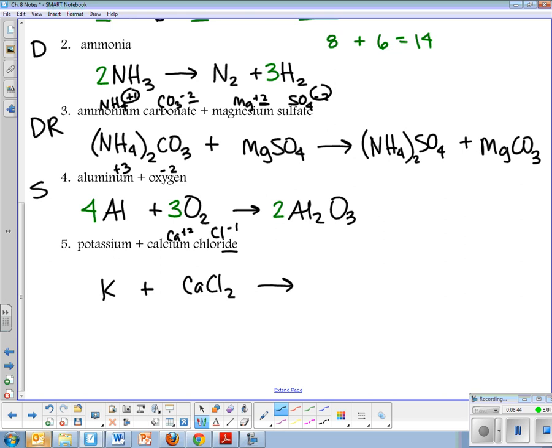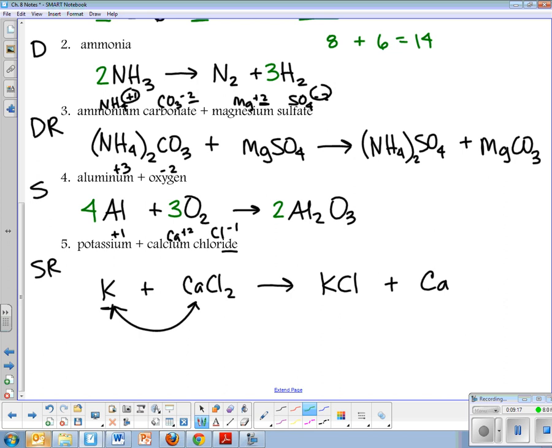All right, so here I have an element and a compound. So my K is going to come in and replace something over here. Potassium is plus 1. So it's going to replace the calcium. These 2 are going to switch spots because K can only go with Cl, positive with negative. So if they switch spots, K is going to go with Cl, plus 1 and minus 1, so my formula is KCl. Calcium gets kicked out. So now I just have to balance this with a single replacement.